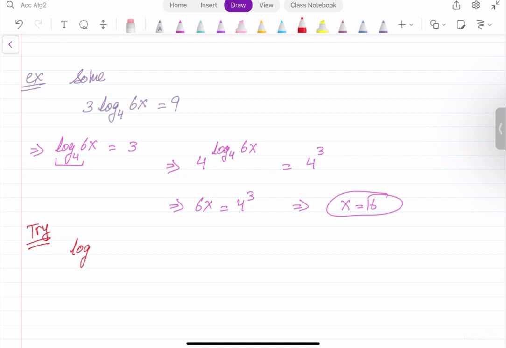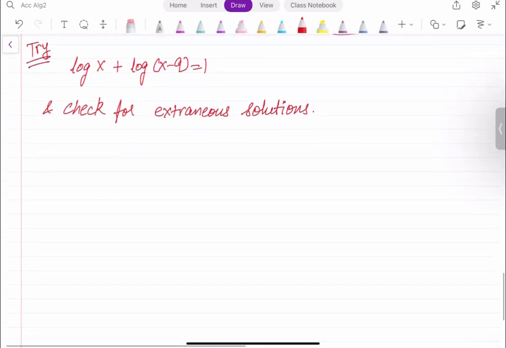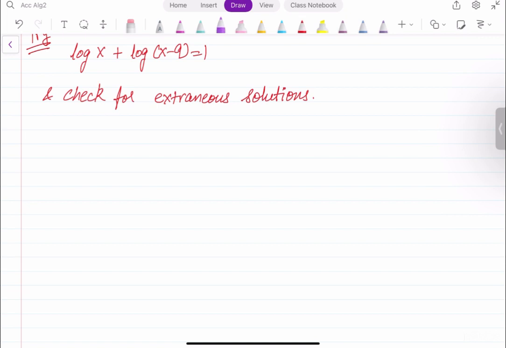Try this question and check for extraneous solution. When we talk about the extraneous implies that even though the solution is there, but when you plug it back, it will not give you the finite answer. So after this, let's try one application problem.